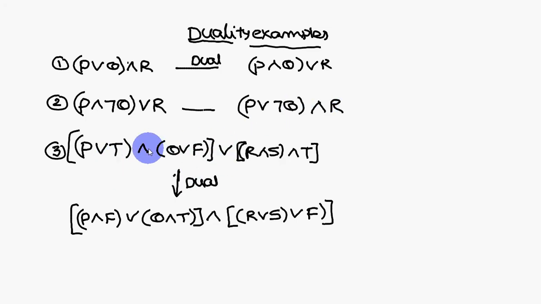Here if you look at this one, OR is replaced with AND, AND is replaced with OR. Here also the same. One more thing we have to observe here is true is replaced with false, false is replaced with true. That is the only change you have to observe. So overall what you have to remember is, OR should be replaced by AND, AND should be replaced by OR, T with F and F with T. That is called the dual.